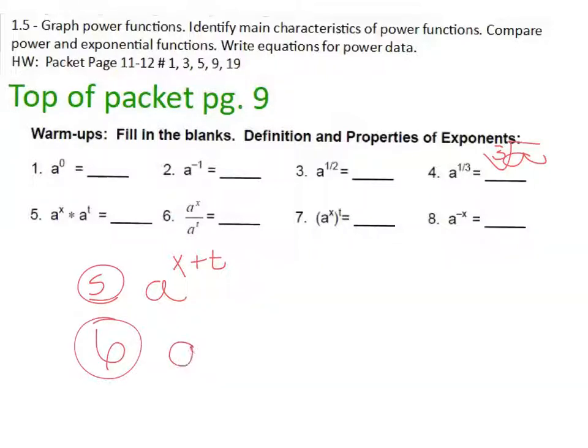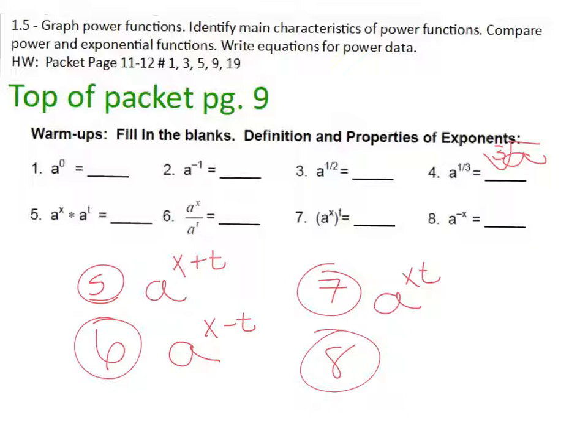In 6, when you divide, we subtract exponents to simplify. And in 7, when you have an exponent to an exponent, we multiply exponents. And in 8, we have a negative exponent again, so it moves to the other side of the fraction. Like if you envision that's over 1, this whole term moves to the denominator, but then the exponent becomes positive.